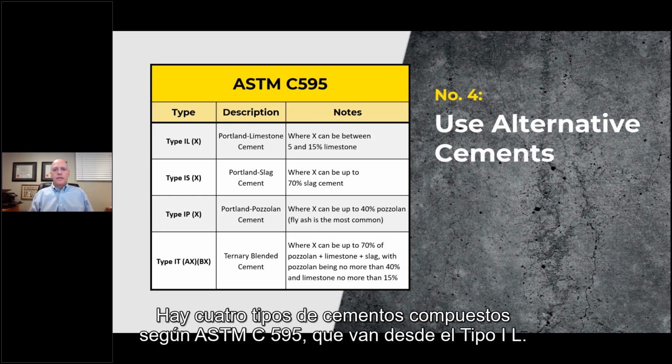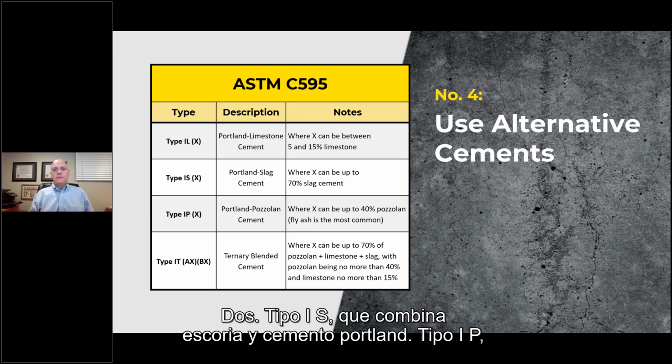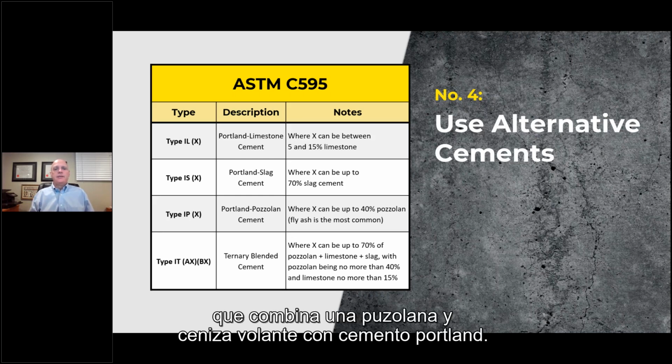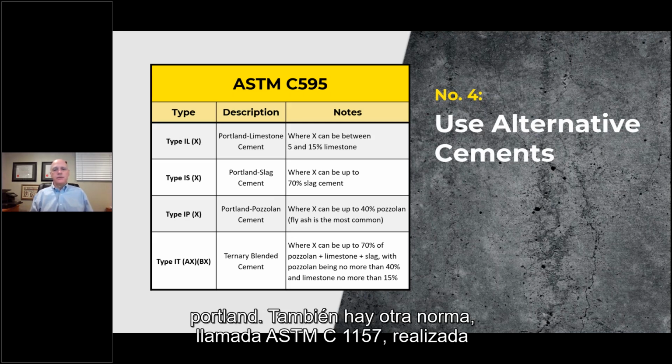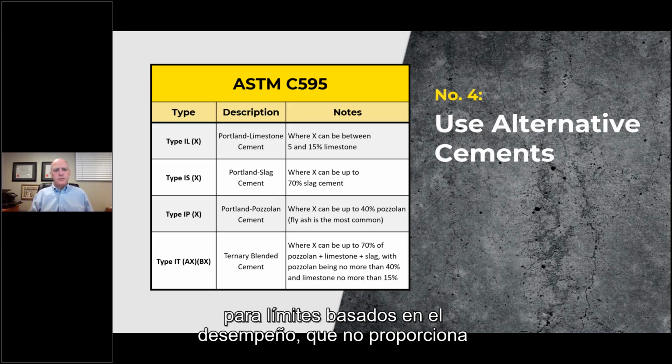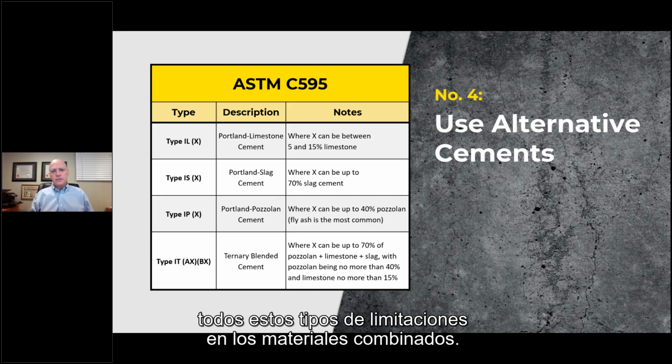There are 4 types of blended cements under ASTM C595, ranging from Type 1L to Type 1S, combining slag and Portland cement, Type 1P, combining a pozzolan like fly ash with Portland cement, and Type 1T, which combines 2 of these constituents with Portland cement. There's also another standard called ASTM C1157 for performance-based cements, which doesn't provide these kinds of limitations on the combined materials.